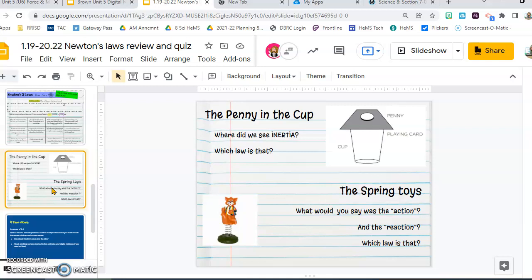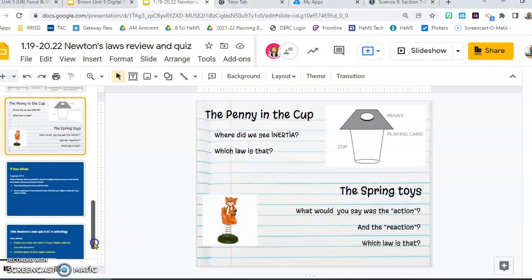That's the spring toys. Those were along the counter. Would you say this was an action? Well, the action is pushing the spring toy down. The reaction is when the spring bounces up and the toy pops. That's Newton's third law. So we did that.